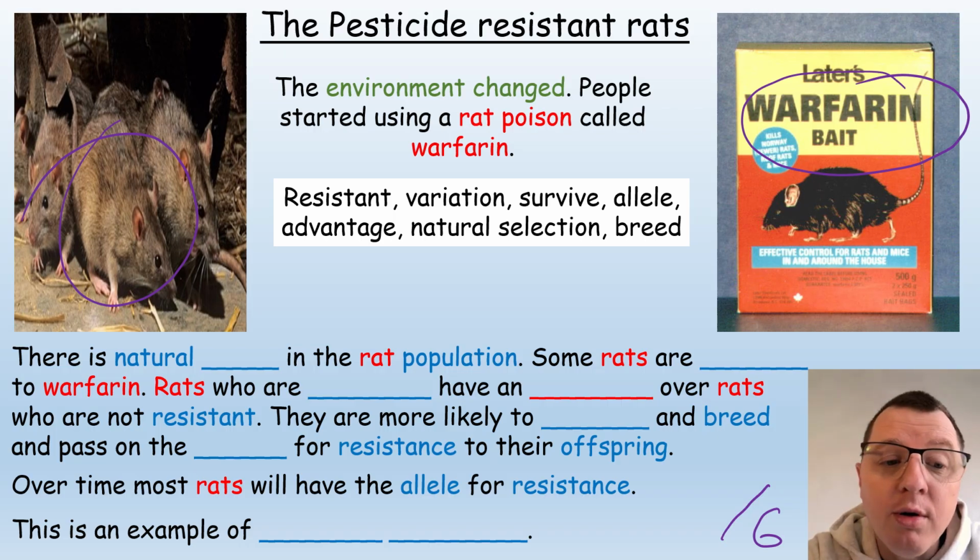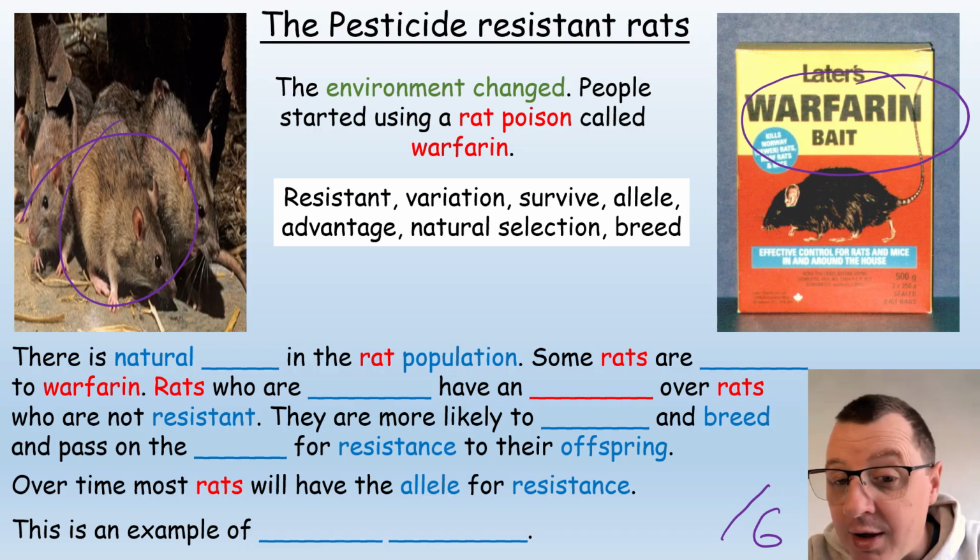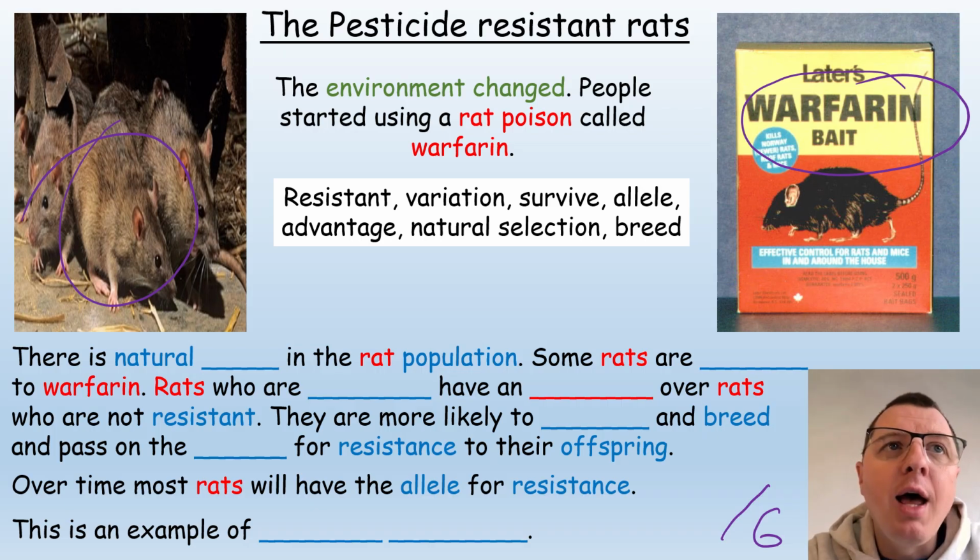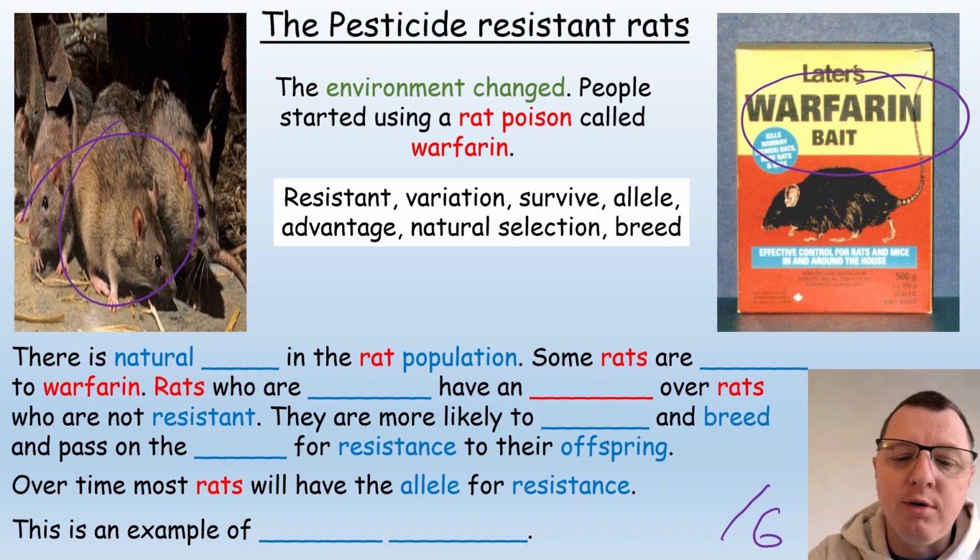It does not work. Why? Because of natural selection. The rats have evolved by natural selection to become resistant to this poison. Again, pause the video, see if you can write a paragraph to explain how that occurred.